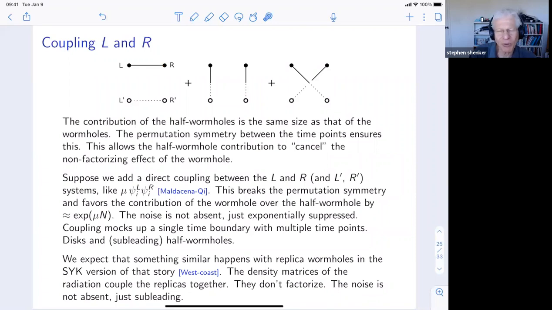The thing about a factorizing quantity is essentially you have this permutation symmetry, and so the contributions have to be the same size. So factorization is a way of isolating the noise. In some sense, the fact that replica wormholes have very low noise is a feature. It means you're pretty sure you've done the right calculation by just keeping the replica wormhole. But it's a bug if you're interested in the noise. And this is the kind of quantity that you can isolate the noise in.